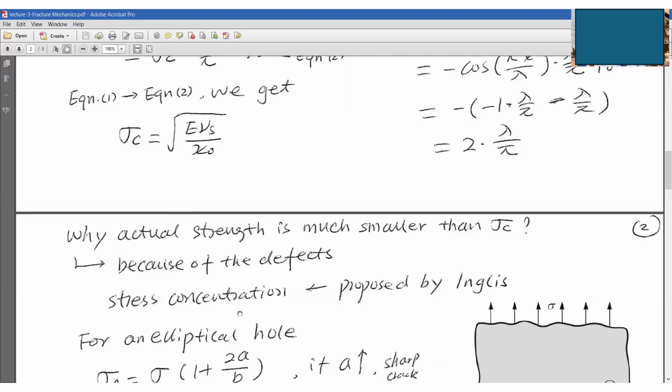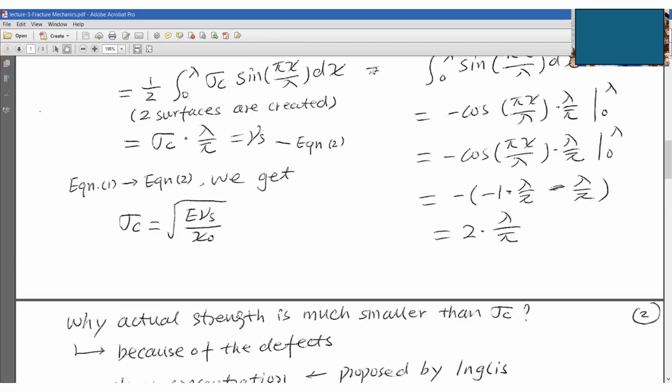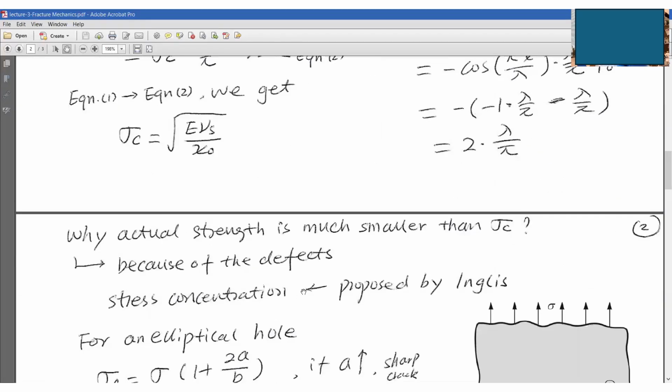Then we talk about the actual strength, and we know that the actual strength is much smaller than sigma c. Sigma c is the theoretical cohesive strength. Theoretical cohesive strength is called theoretical. It is very, very huge. It has the magnitude of Young's modulus. However, sigma c is not practically as large as we expected.